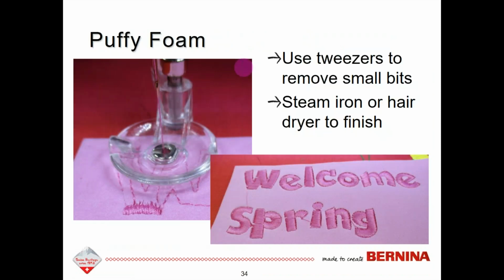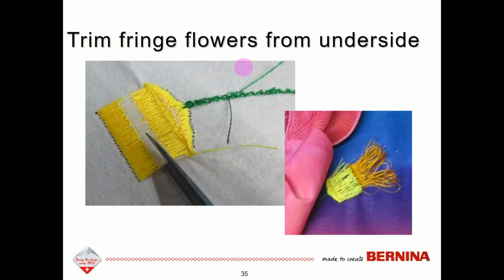And then the next step is to do puffy foam. Once the lettering is stitched, you can pull the foam away. And this was 2mm thickness foam. You don't want to use craft foam. You want to make sure you use an embroidery foam. Use tweezers to remove the small bits, and then you can use a steam iron or a hair dryer, and that melts kind of the remaining pieces. And so your lettering looks nicer that way.